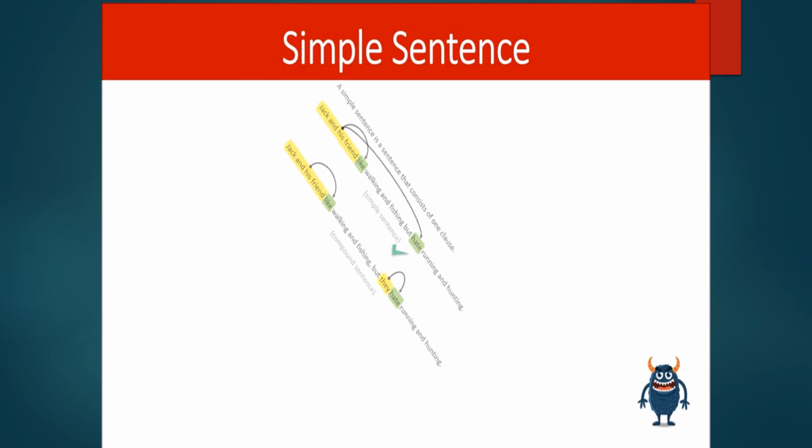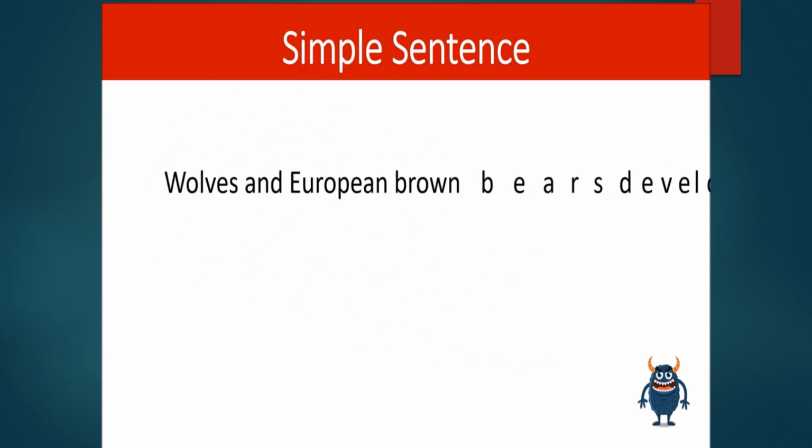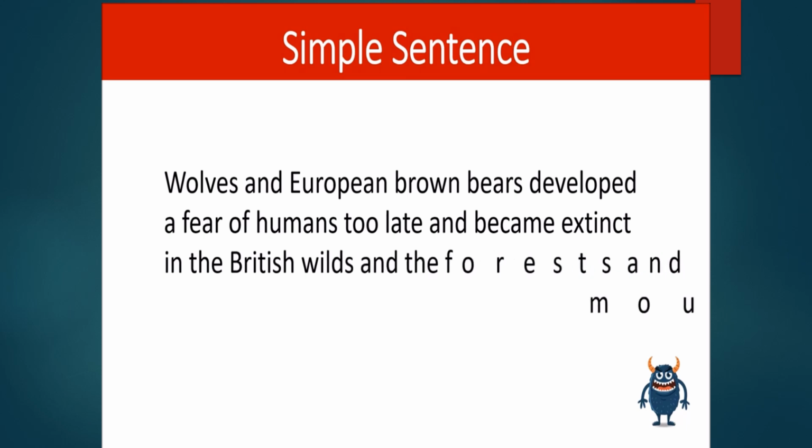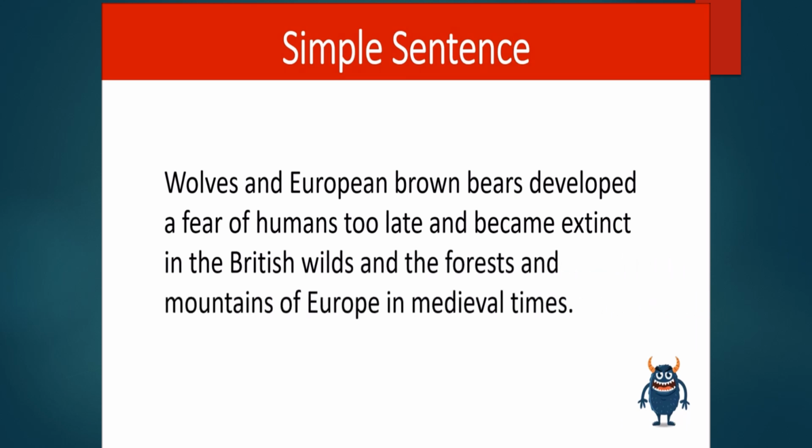Okay, let's go for a difficult example now. Look at this sentence. Wolves and European brown bears developed a fear of humans too late and became extinct in the British wilds and the forests and mountains of Europe in medieval times. That doesn't look like a simple sentence, but grammatically it is a simple sentence. Wolves and European brown bears is our compound subject. It is the subject of the verb developed. It is also the subject of the verb became. There are no more subjects and no more verbs in that sentence. It is a simple sentence. It is a sentence made up of one clause.